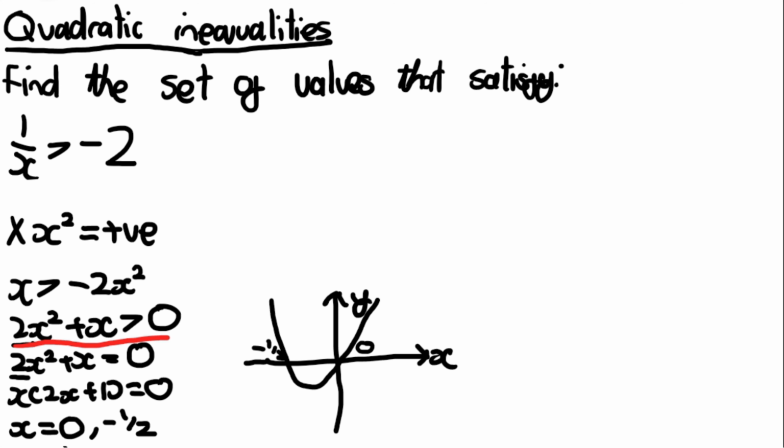So 2x squared plus x is bigger than 0. So you need to find the set of values that make the quadratic bigger than 0. If you think about this and look at the graph, you will find that these values are when x is less than minus a half, or when x is greater than 0. And these are the two sets of values that make the quadratic bigger than 0. So this is the solution to the question.